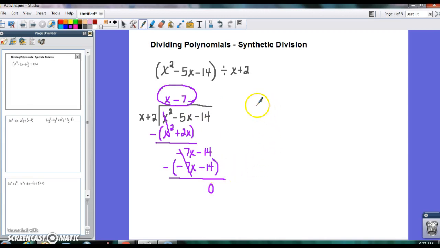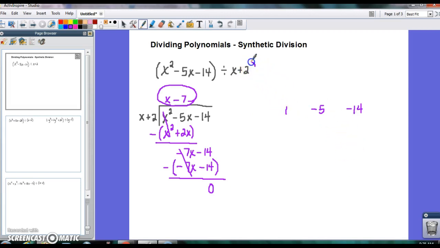Okay? Now, I'm going to do the same exact problem with synthetic division. The first thing I'm going to do is write out what my coefficients are here. So I have 1 in front of x squared, then negative 5, then negative 14. I'm going to write those out. I have 1, negative 5, and negative 14. So that's the first part. Take your coefficients, make sure it's in standard form, and write them all down.